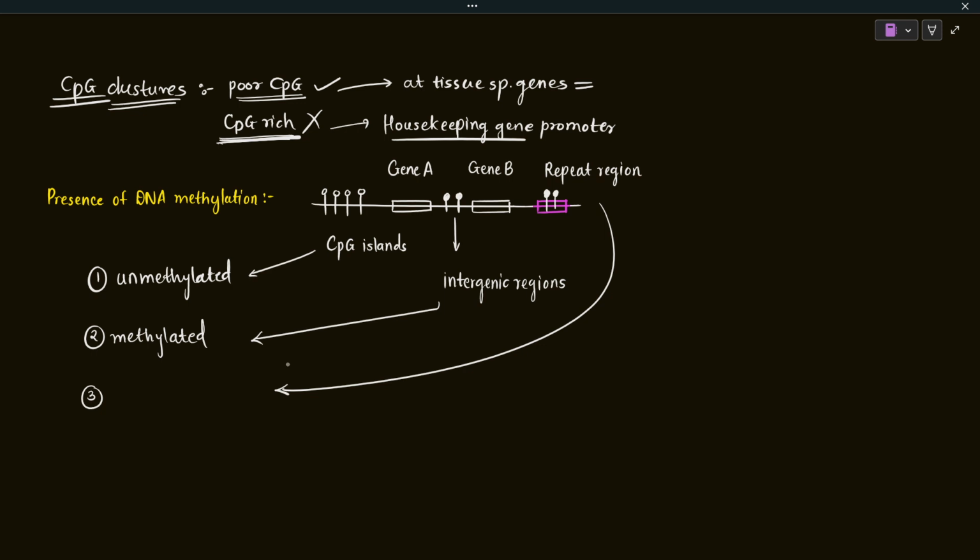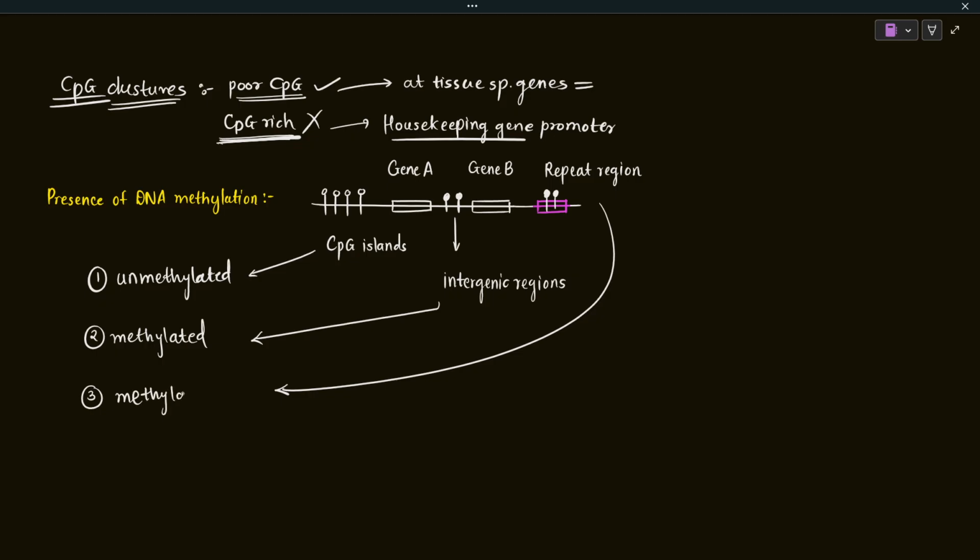Why? Because methylation represses the gene. Methylation compacts the chromatin structure, and it won't let the transcriptional machinery access that intergenic region, and the intergenic regions won't be transcribed. Okay, so intergenic regions are methylated, while the repeat regions like transposons are also methylated.